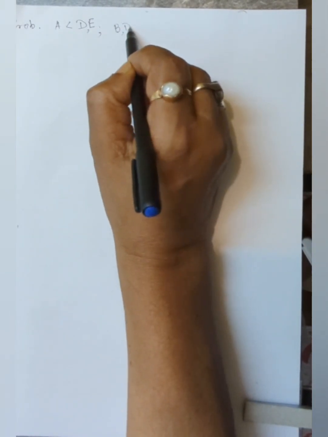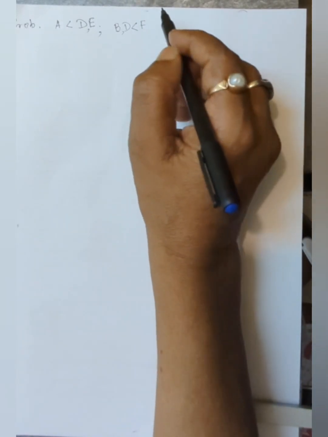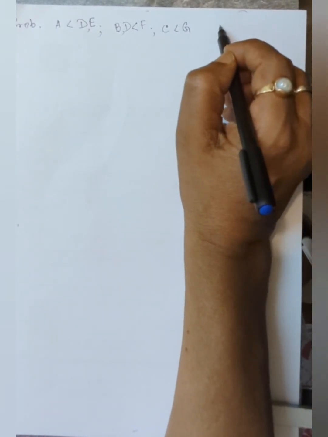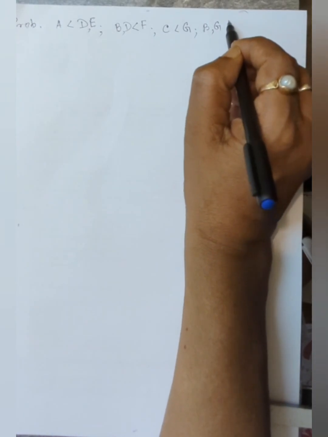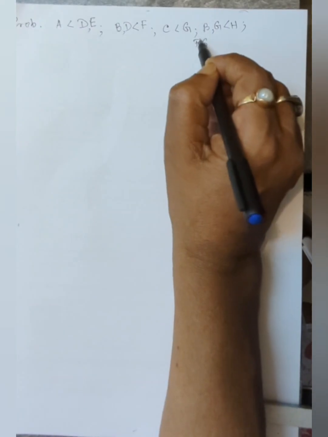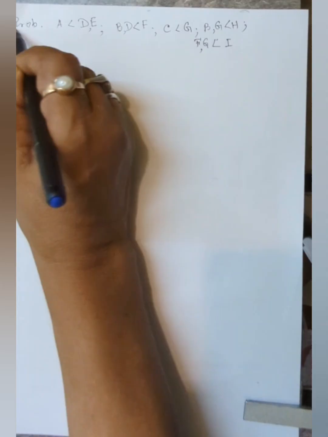B, D < F. C < G. B, G < H. F, G < I. This is the problem. You have to draw the network for analysis of PERT CPM. Here I am going to discuss only how to draw the network.